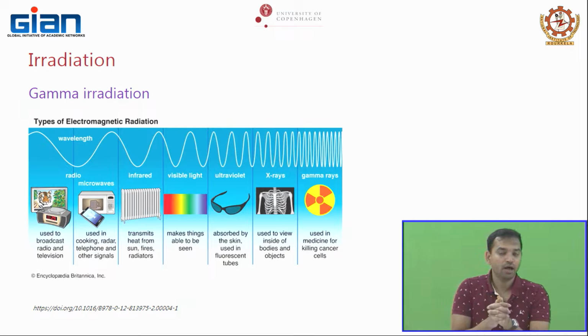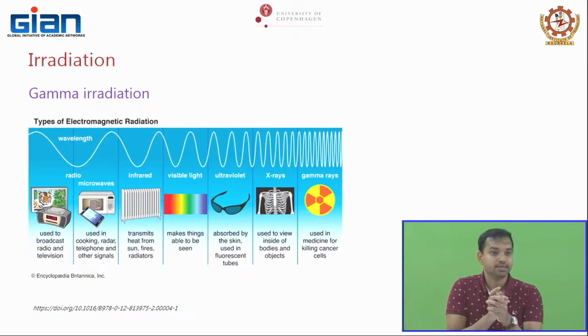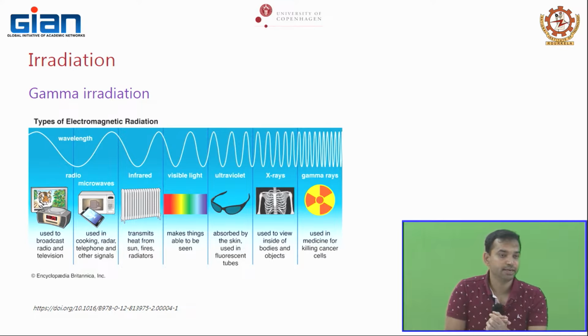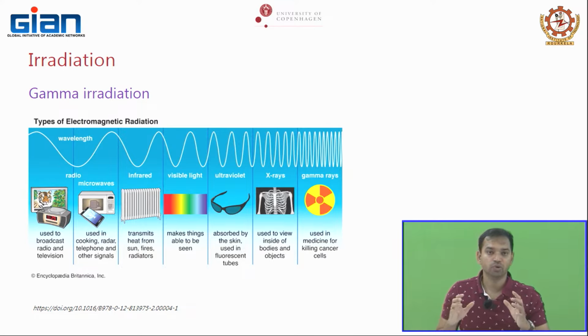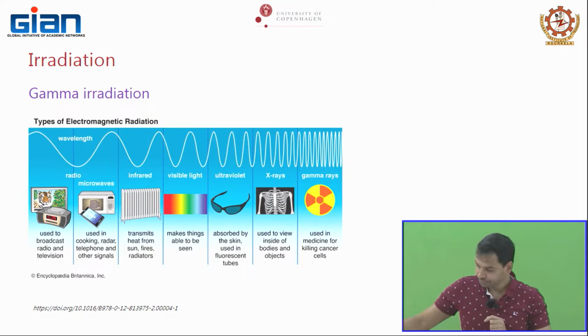It can bring a lot of chemical changes. It can break the bonds instantaneously. Okay, it is so energetic, it can break the bond, it can knock off the electrons. So, that is the gamma radiation.